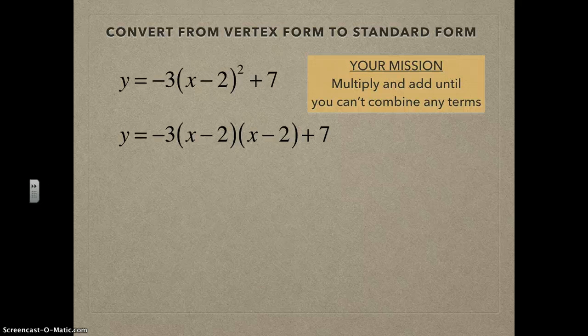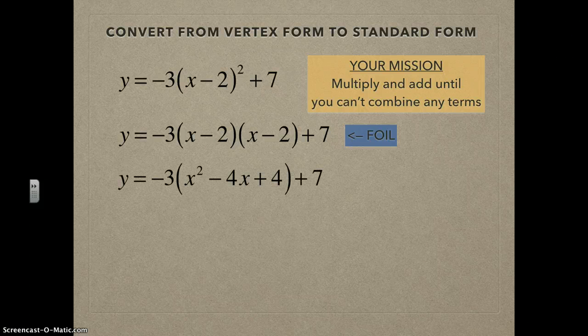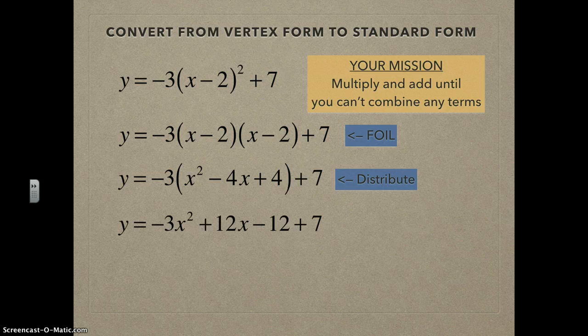I'm going to expand that exponent, and then I'm going to multiply those two binomials together. I'm going to FOIL these two binomials to give me x squared minus 4x plus 3. Notice I haven't touched that negative 3 on the outside yet, but that will be my next step. I'm going to distribute that negative 3 to get a negative 3x squared plus 12x minus 7.